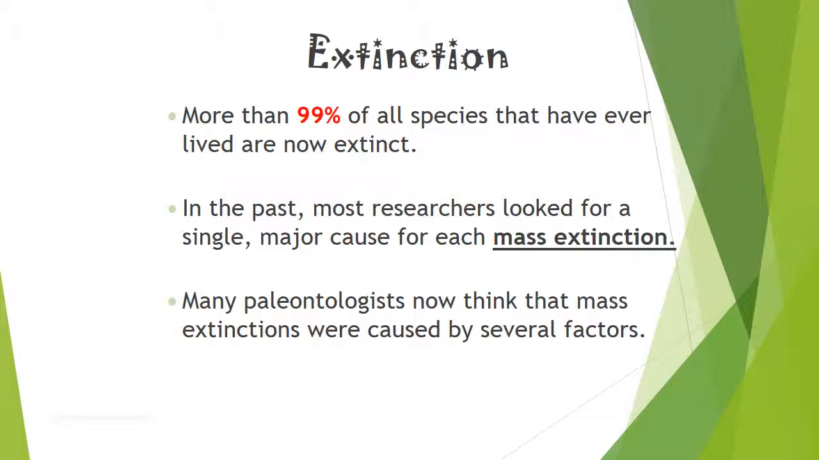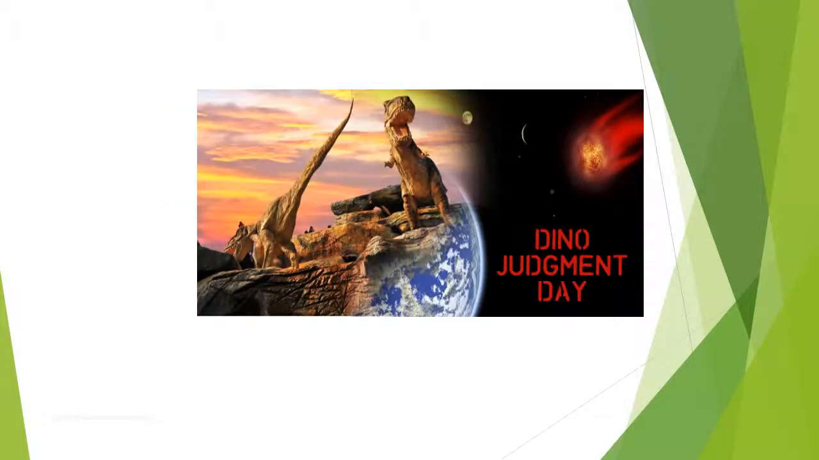So paleontologists, these are people that study the extreme past. So these are the people that dig up the dinosaur bones or look at fossils. They think that these mass extinctions could have happened for a number of different reasons. Going to talk about what maybe killed off the dinosaurs.